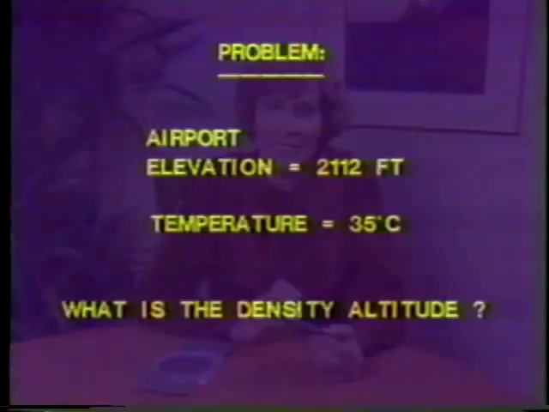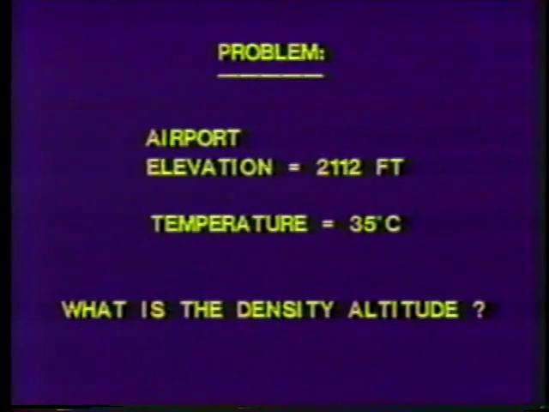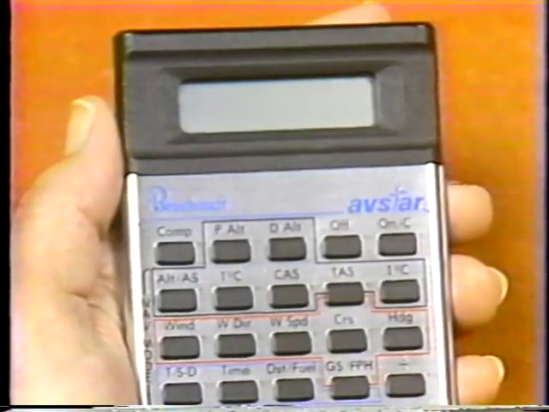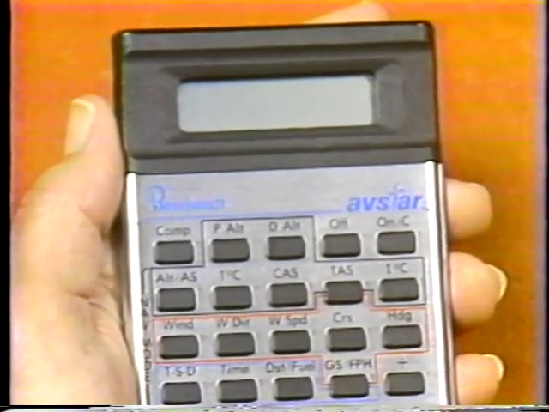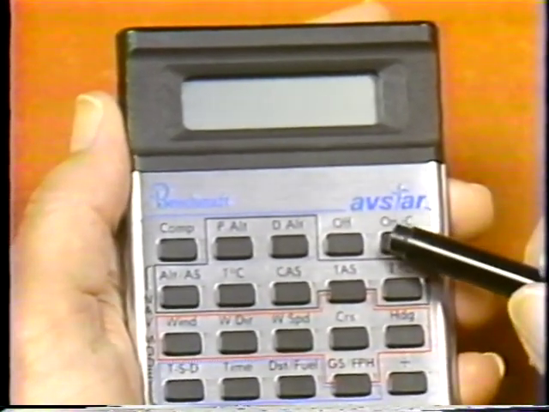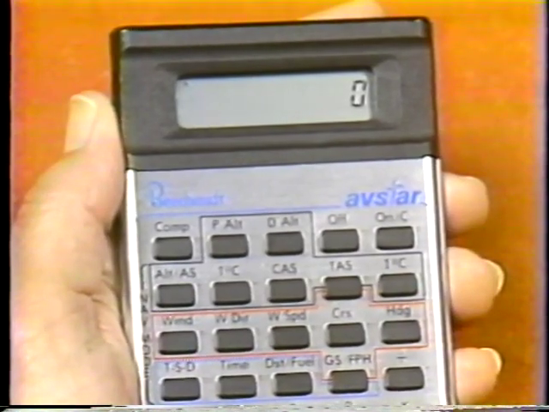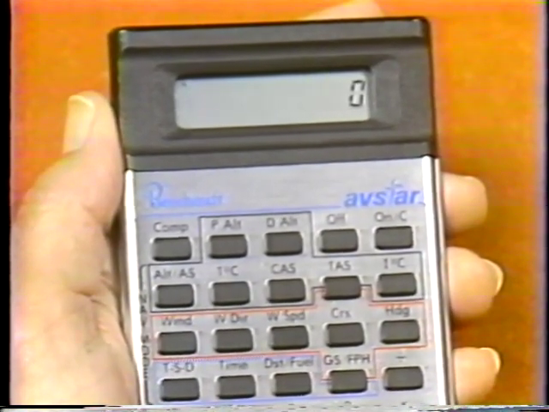problem. Your departure airport is Columbia, located in the Sierra Nevada mountains. The elevation is 2,112 feet. On a typical summer day, Columbia can warm up. For departure, the temperature is 95 degrees Fahrenheit, or 35 degrees Celsius. Begin this problem by pressing the On Clear key. Then place the computer in the Altitude True Airspeed mode by pressing this key.